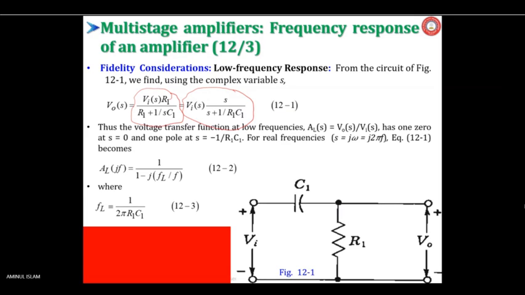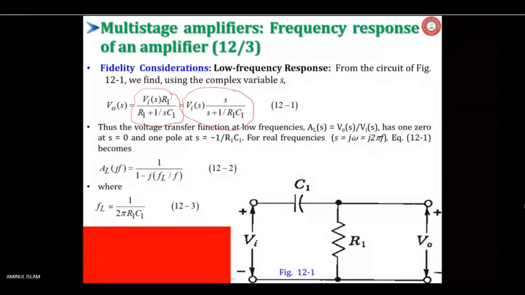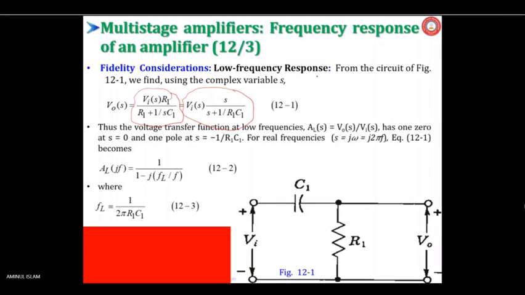Then AL is what? Gain. AL is gain, no? It is Vo of s divided by Vi of s. I am writing with my left hand because my right hand is not working, so my handwriting will be very bad. So it is Vo of s divided by Vi of s.